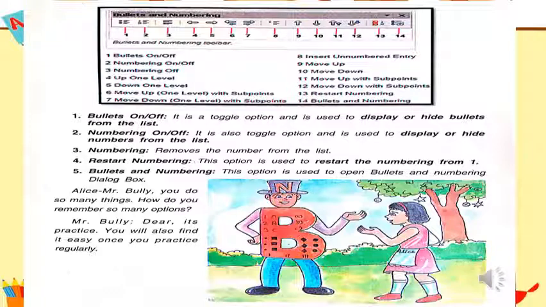Then Alyssa says, Mr. Bully, you do so many things. How do you remember so many options? So Mr. Bully says, dear, it's practice. You will also find it easy once you practice regularly.